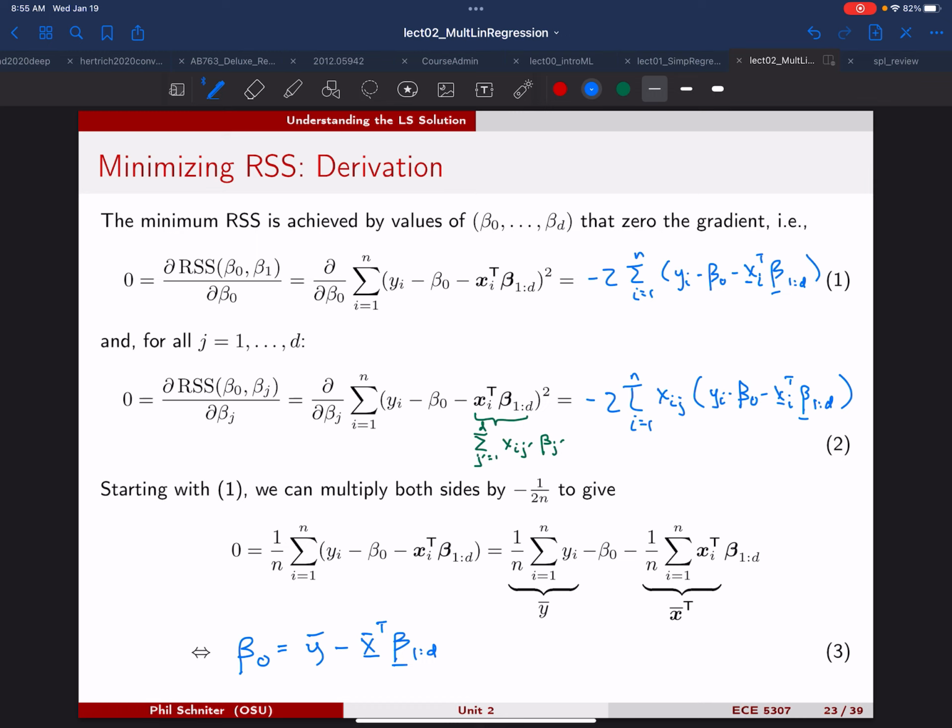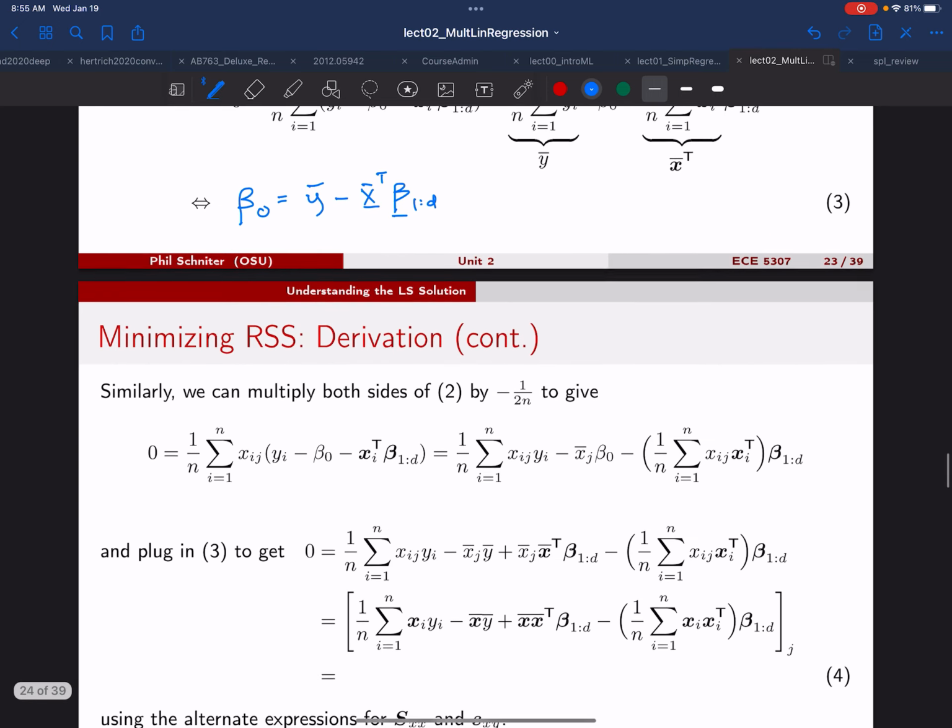So we don't yet know what the beta 1 through d is, but if we did, we would know exactly what beta 0 is. So the very last step, which we'll do on the next page, is to figure out what that beta 1 through d is. Once we know that, we'll be done. Okay. Any questions on this page? Okay. All right, let's finish this up.